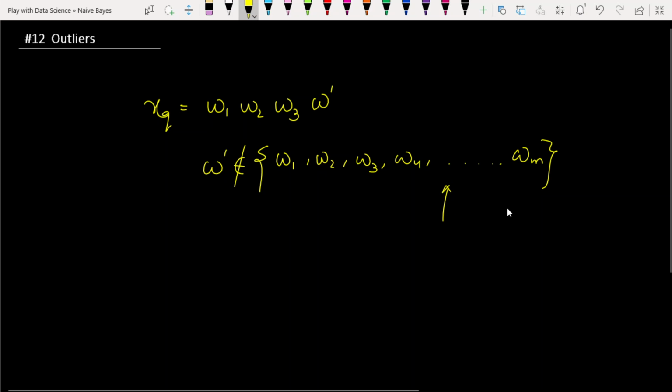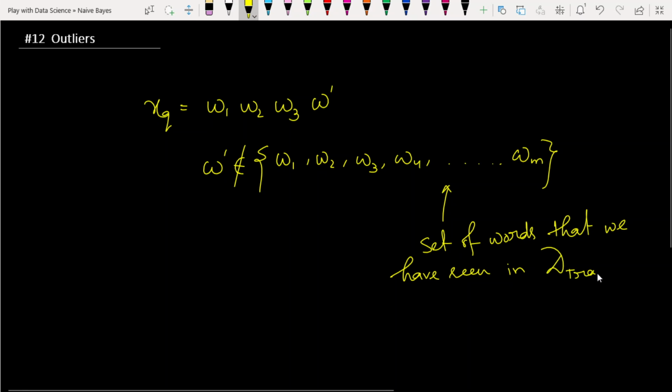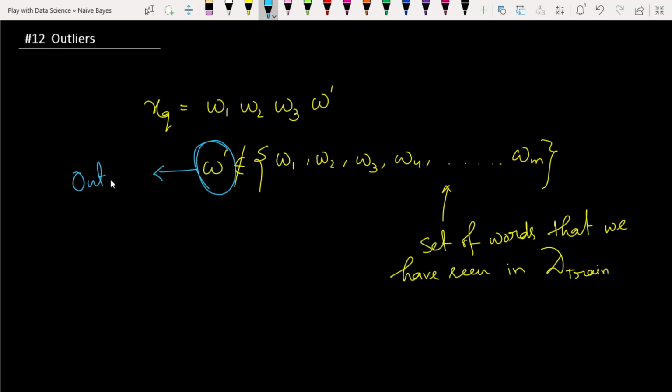This is the set of words that we have seen in training data. We have seen this in our training data. Because this word w dash did not occur in our training data, this word is called the outlier.